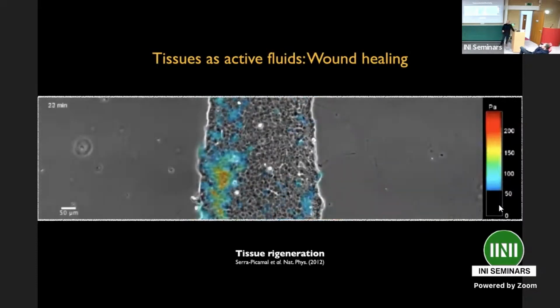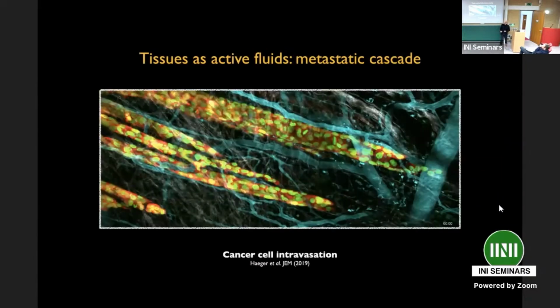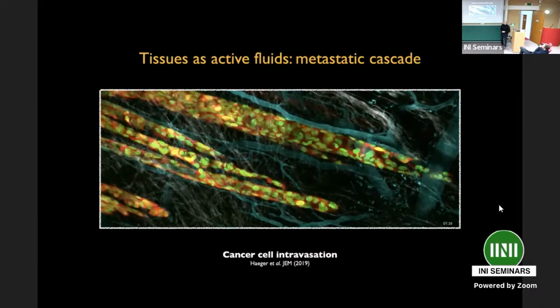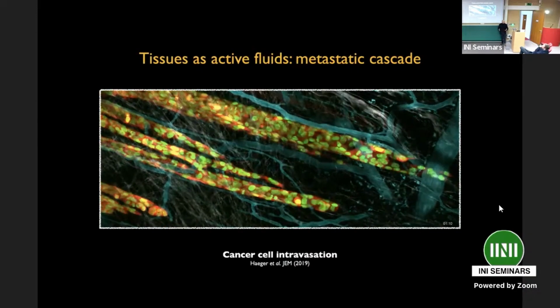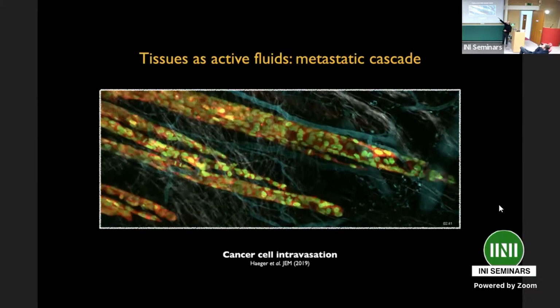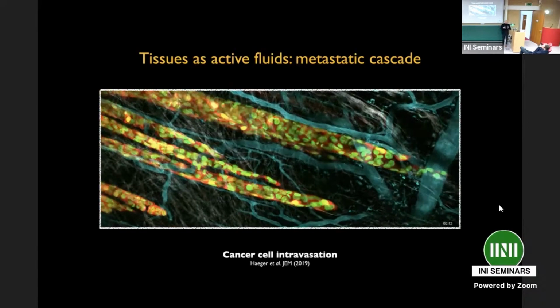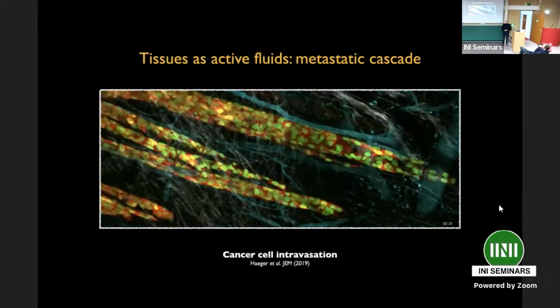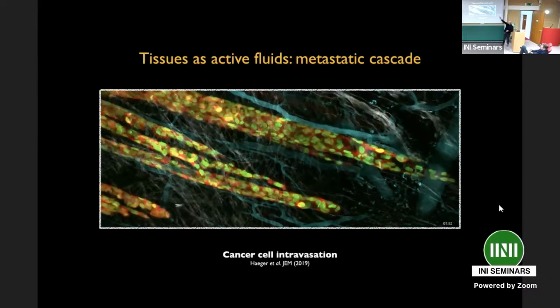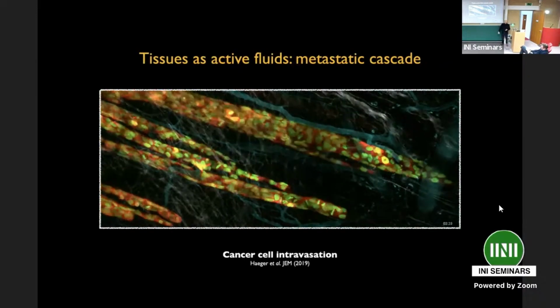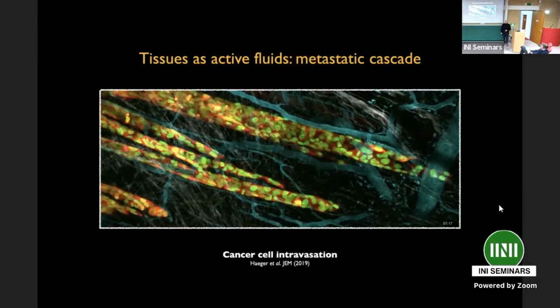However, epithelial cells also play a very important role in life-threatening processes like cancer, the process of metastasis. This is a movie of cancer cells in vivo in a mouse, which are intravasating into the membrane and invading surrounding organs. And what I see here is basically a shear flow of the cancer cells.